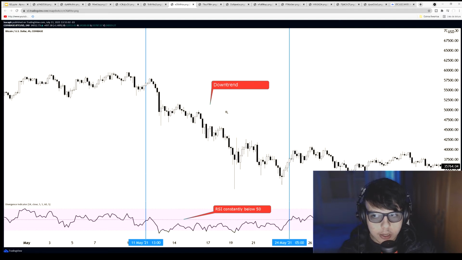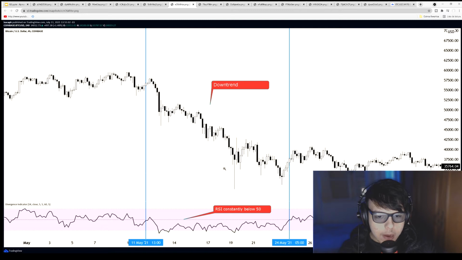The first chart here that I have is for the BTC 4-hour chart, and I highlighted this part of the chart here for you guys. As you can see, we have a clear downtrend on the price here. If you take a look, we have constant lower highs and lower lows as well. So this is a downtrend.